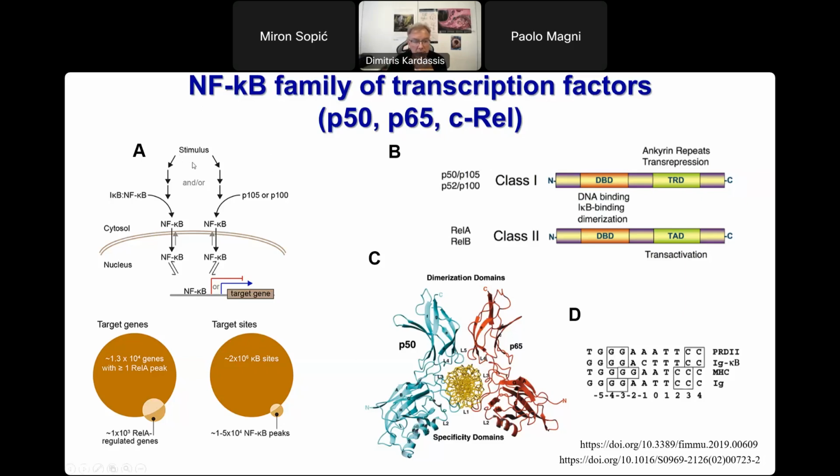As shown here on the left, stimuli such as pro-inflammatory cytokines activate NF-κB, which is in complex with an inhibitor. The inhibitor, after the stimulation, is degraded, and the NF-κB goes to the nucleus. They make dimers, and they can either activate or repress transcription depending on the dimers. And again, you see here the structure of a dimer of P50 and P65, the dimerization domains, the DNA binding domains, and this is the consensus sequence for this NF-κB family.